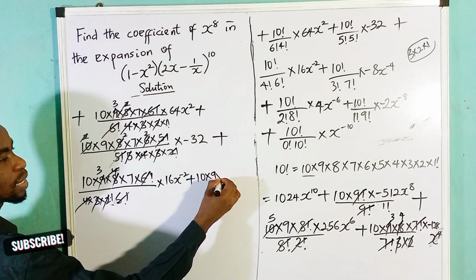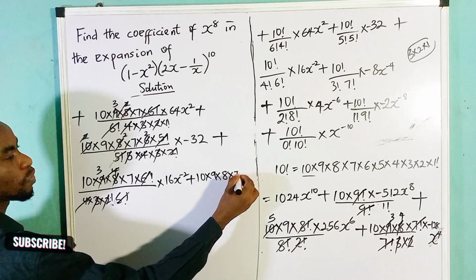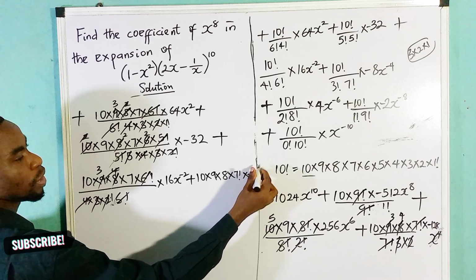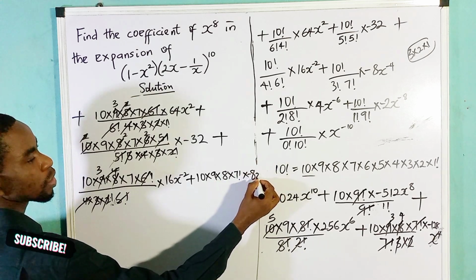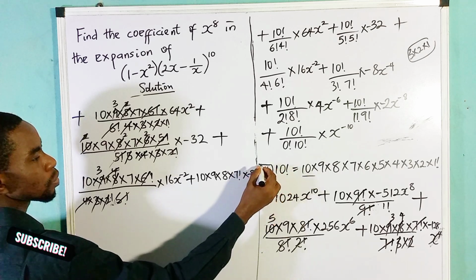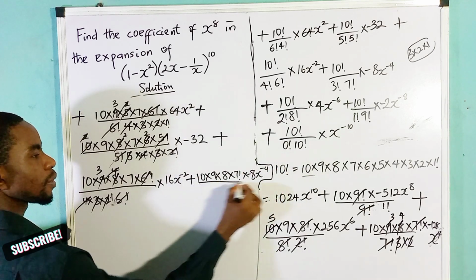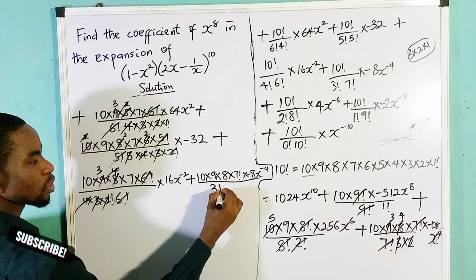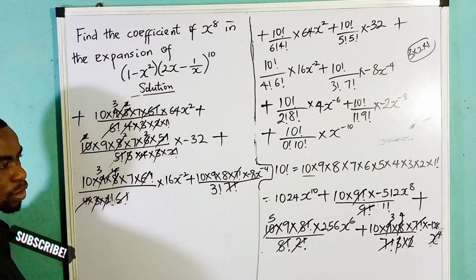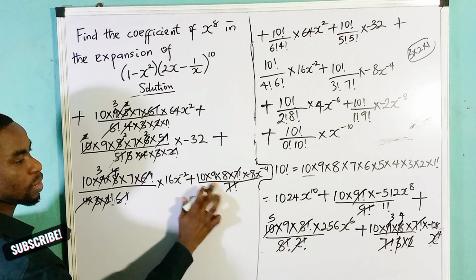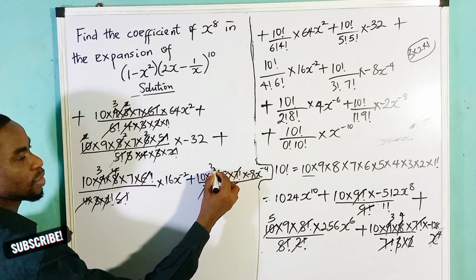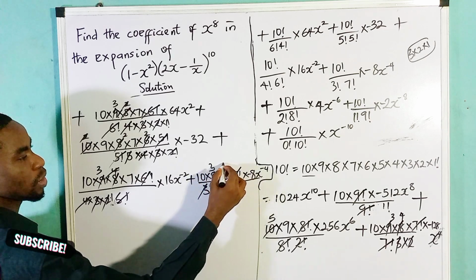10 times 9 times 8 times 7, then times minus 8x raised to the power minus 4 over 3 factorial, 7 factorial. This cancels this, and then 3 factorial is 3 times 2. This cancels this, we have 3 here. 2 cancels out 8, we have 4.